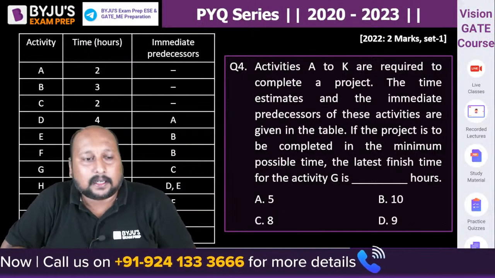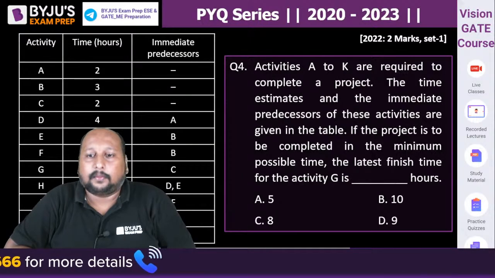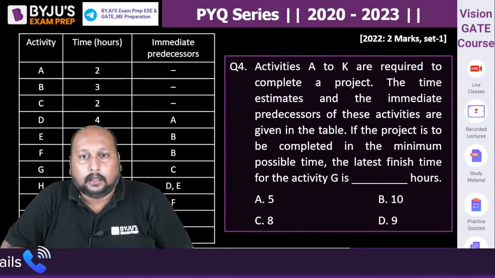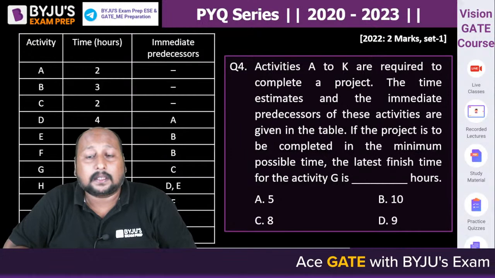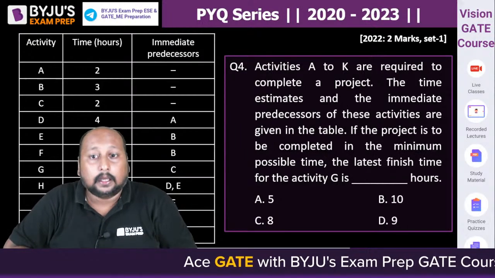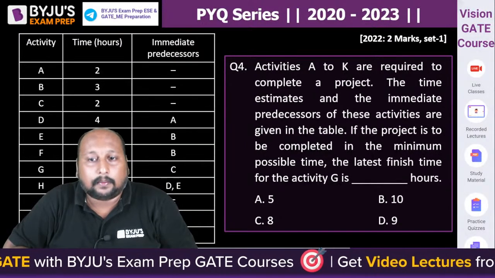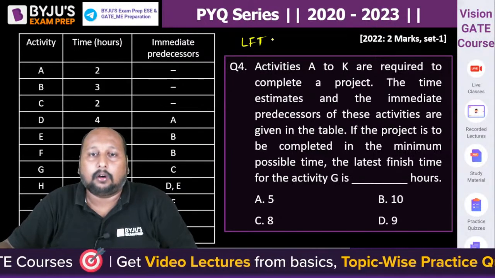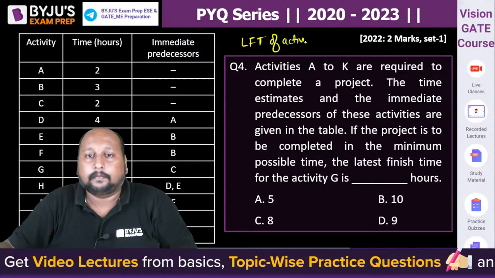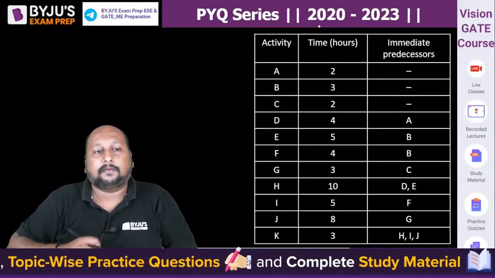Now this question is from PERT CPM. Without PERT CPM, your industrial engineering is incomplete. Activities A to K are required to complete a project. The time estimates and the immediate predecessors of these activities are given in the table. What is the latest finish time of activity G? Quickly, what will be the latest finish time of activity G?